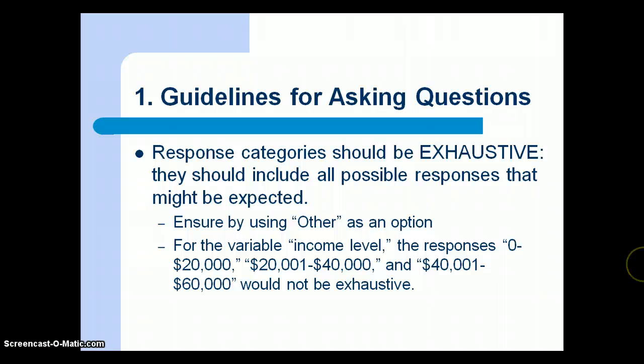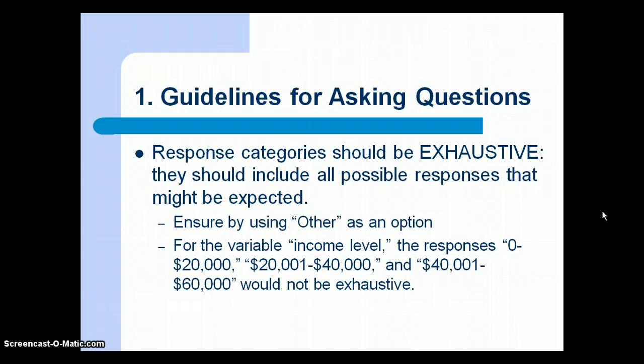So here's some more guidelines for asking survey questions. We talked about things being exhaustive last week in class. Response categories should be exhaustive. What does that mean? They should include all possible responses that might be expected, so that everyone taking your survey can mark one of your answer choices, so that at least one of your answer choices applies to everyone who takes your survey. So how can you do this? You can ensure this, as point 1 says, by using other as an option on your survey, so that anyone who doesn't fit into the other answers you've given can check off other.